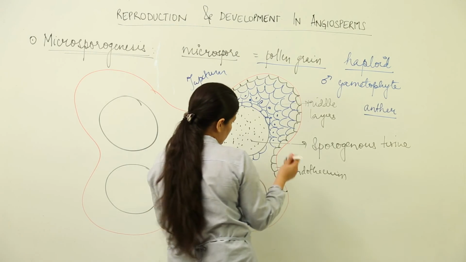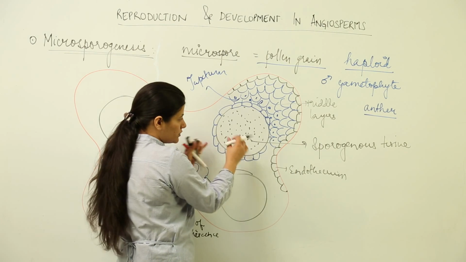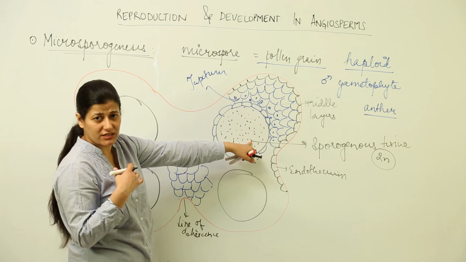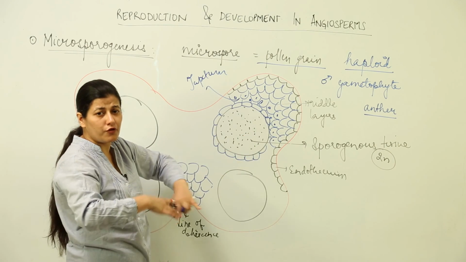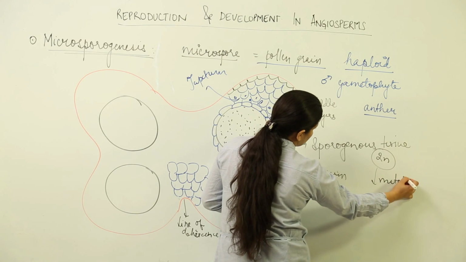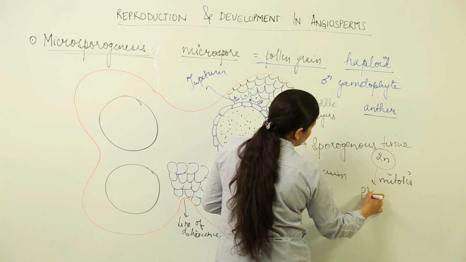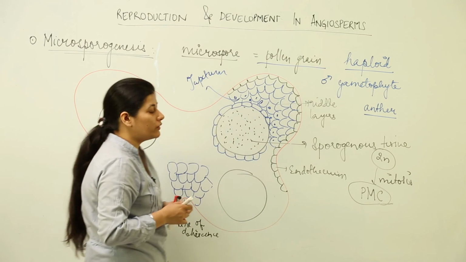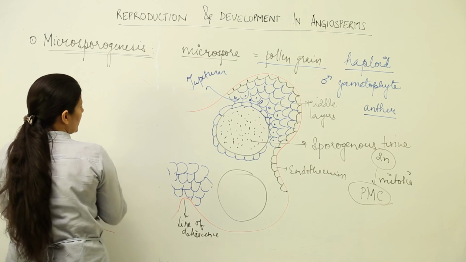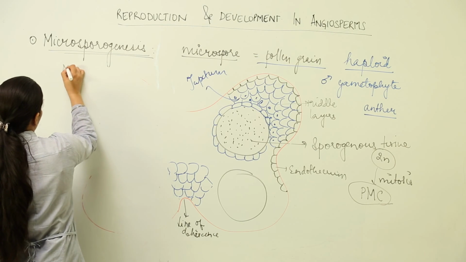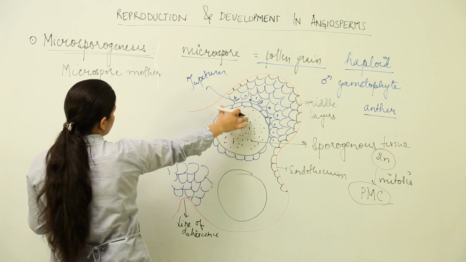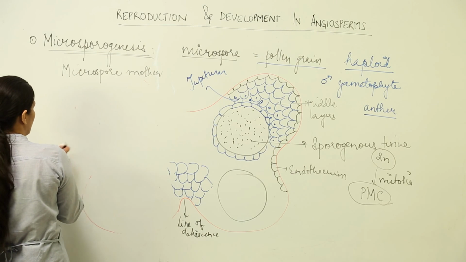Now, this sporogenous tissue, as you know, this entire anther is sporophytic part. So, the sporogenous tissue is 2N. That means it is diploid. Now, what happens inside this sporogenous tissue is that it undergoes differentiation. It undergoes lots and lots of mitosis. It forms many pollen mother cells. The other name for pollen mother cells is microspore mother cells. The sporogenous tissue takes its nourishment from tapetum. It differentiates into microspore mother cells.